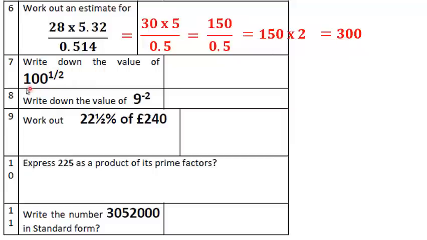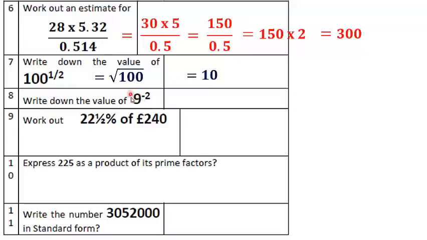Question 7. Anything to the power of a half. Power of a half means square rooted. So that this area is really the square root of 100. Please do write this down when you're doing it. The square root of 100, you should know, is 10. That's it. Pretty straightforward.